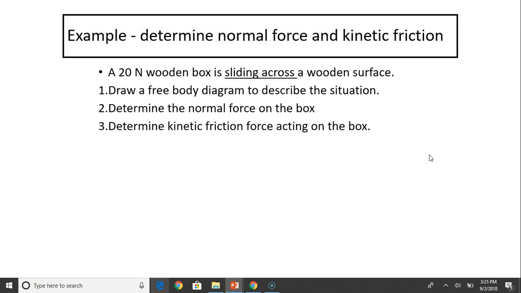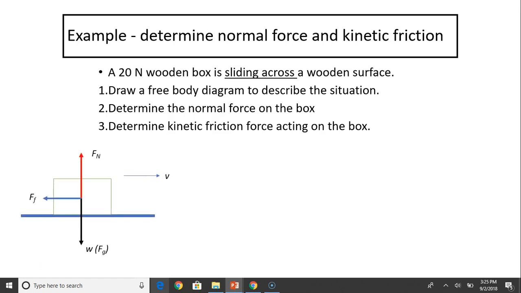Let's take a look at this example. Determine normal force and kinetic friction. A 20 Newton wooden box is sliding across a wooden surface. First of all, 20 Newton wooden box. What does 20 Newton tell you? It tells you the weight of the wooden box. You need to draw a free body diagram to describe the situation and determine the normal force on the box. Finally, determine the kinetic friction acting on the box.